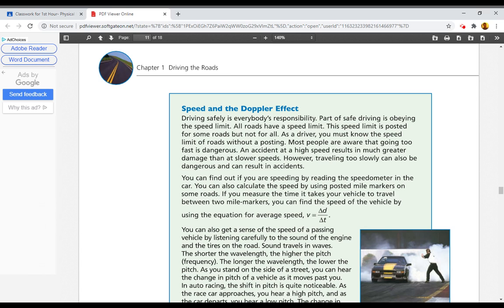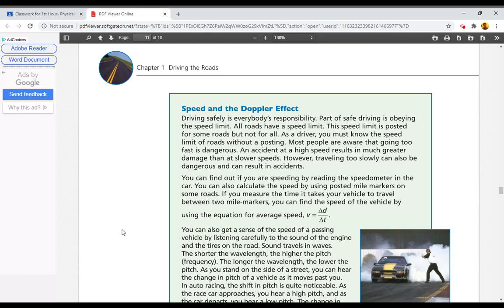Most people are aware that going too fast is dangerous. An accident at a high speed results in much greater damage than at lower speeds. However, traveling too slowly can also be dangerous and result in accidents. You can find out if you are speeding by reading the speedometer in the car. You can also calculate the speed by using posted mile markers on some roads. If you measure the time it takes your vehicle to travel between 2 mile markers, you can find the speed of the vehicle by using the equation for average speed, which is speed equals distance over time.